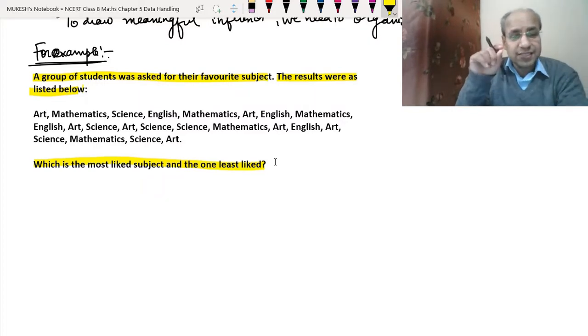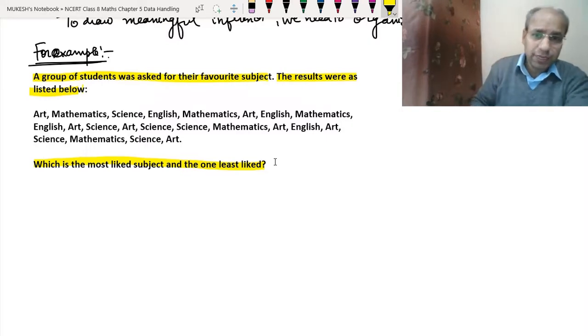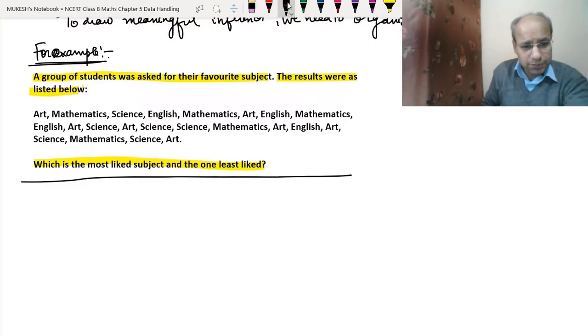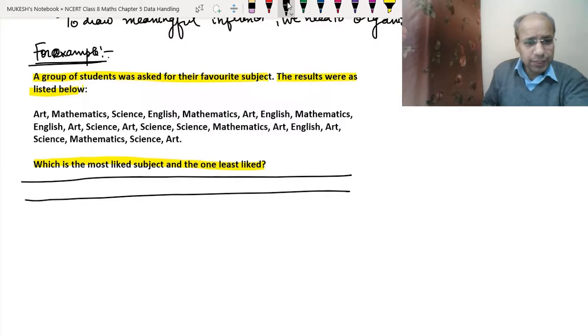We will organize this data in the form of a table, which we call the frequency distribution table. You have learned how to make that table in class 6 and 7 also. So now first let us understand again how to organize this data in tabular form using tally marks. For this we will have to make a table with several columns. First we will write the name of subject.